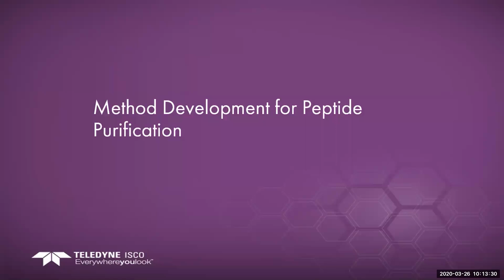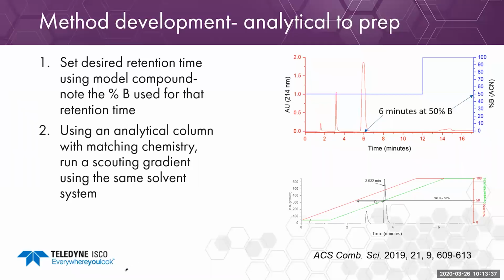Okay, so now I'll use the mass spectrometer to help describe method development. And it's very easy to go from analytical to prep. There's a paper from ACS Combinatorial Science that uses the time on target algorithm. What you can do is, on your prep system, use a model compound and set a prep run and determine that your compound elutes at 50% solvent in this example.